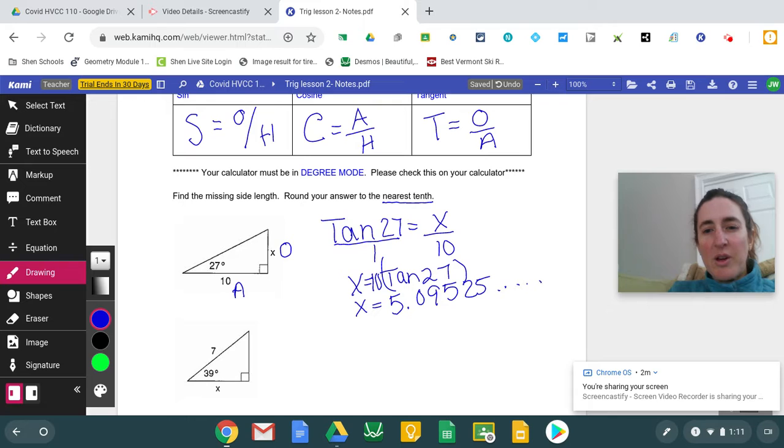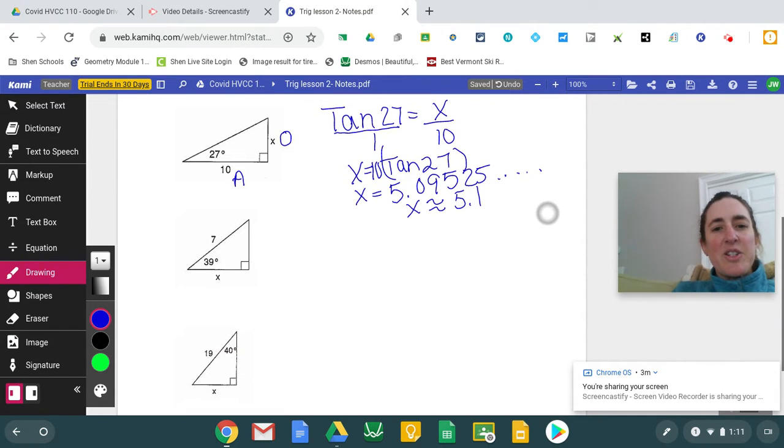5.09525. Oh my, I don't feel like writing that all out. I would write at least 4 of them. And then I'm going to do approximately, I'm going to round that to the nearest tenth. Remember, the 9 is going to make that become a 1. So 5.1 is the length of that side. That was fun. Let's try another one.